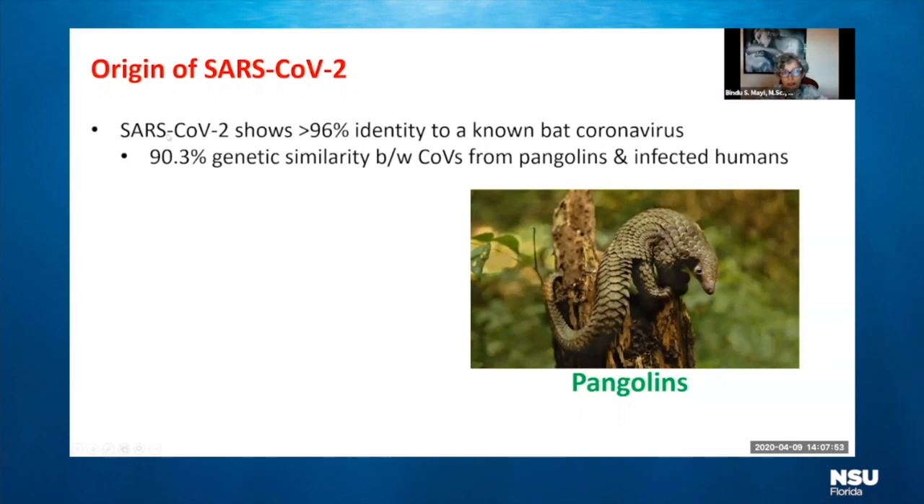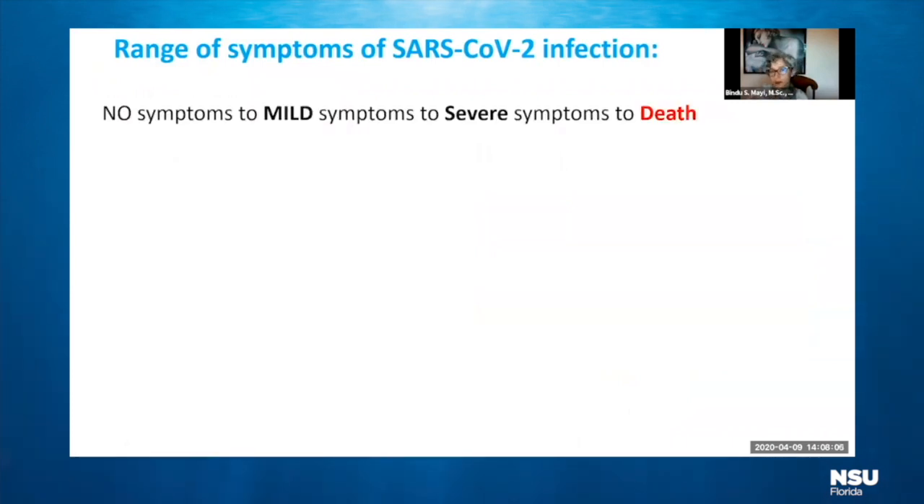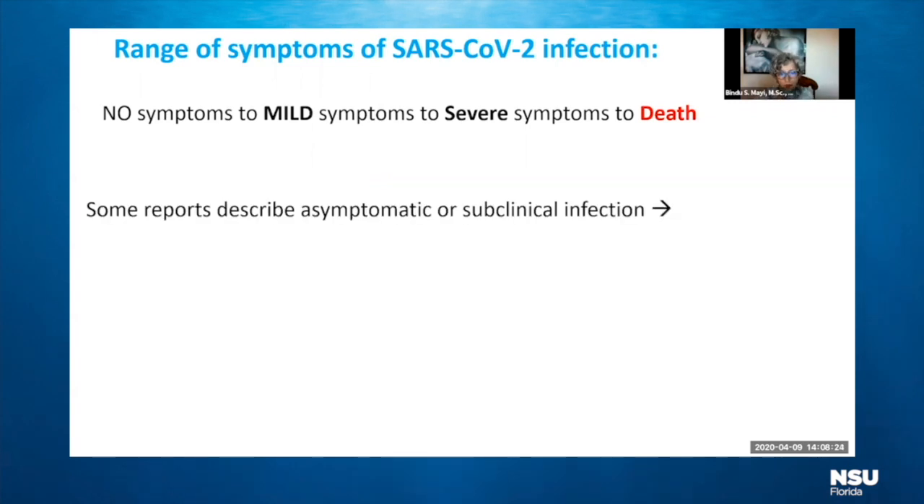So the verdict is still out whether pangolin is the intermediate species, so the scientists are still looking for what might be an intermediate species. Okay, so as far as range of symptoms, what does this virus cause? There will be no symptoms, which we know now, right? And yet people can be contagious, to mild symptoms, to severe symptoms, so severe that people need to be hospitalized. In fact, these hospitalizations and severe cases also end up resulting in death. So we see the entire range of symptoms.